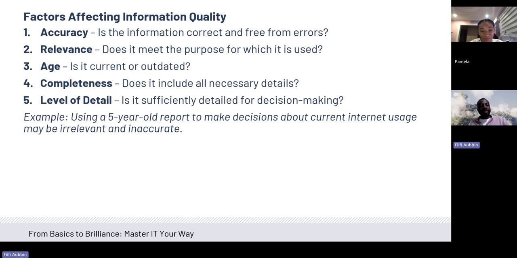Using a 5-year-old report to make decisions about current internet usage may be irrelevant and inaccurate. So let's say there was information that 10 years ago students were doing this and that, and you use that information to make decisions in the current time. It's not going to work. So that's basically it.